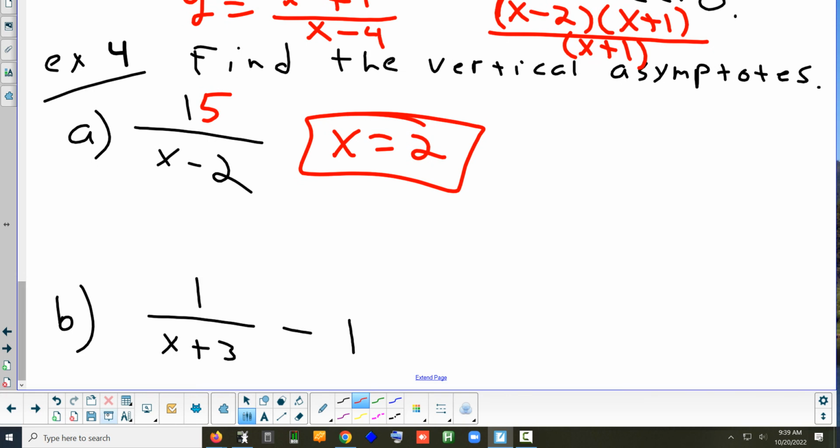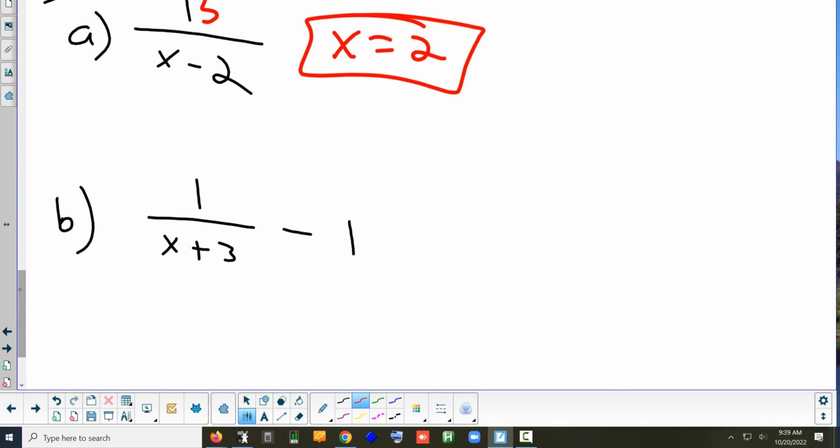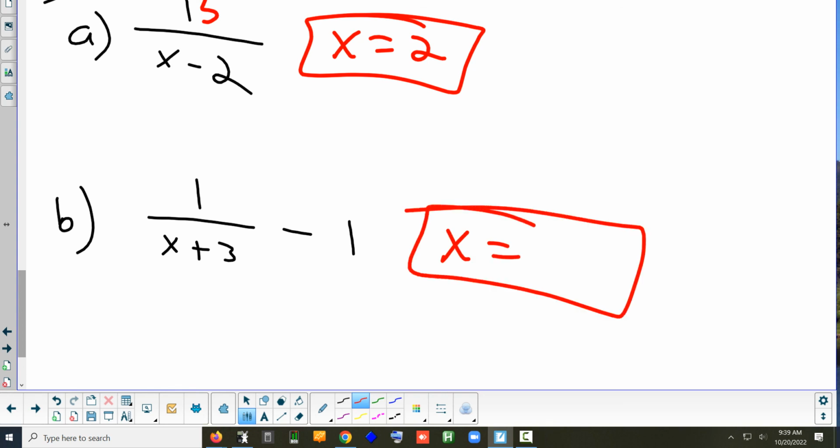How about this one? What's my vertical asymptote this time? Yeah, negative 3. How about now? Negative 3. This negative 14 would have just changed something, but it didn't change the vertical asymptote. What would that number change? Yeah, that would change your horizontal. But that has nothing to do with the vertical. Okay, any question?